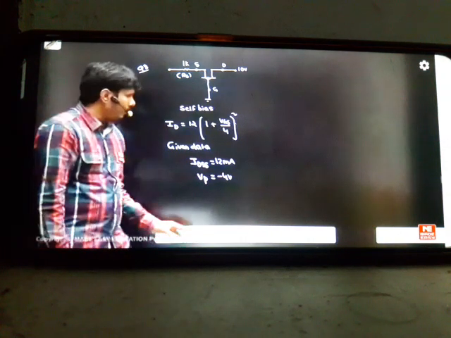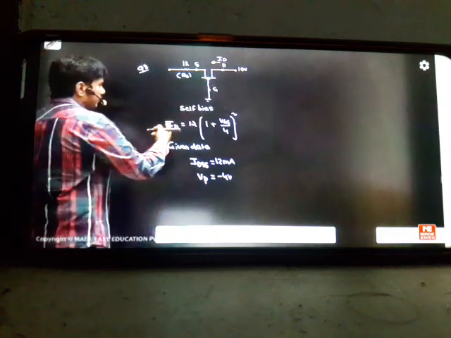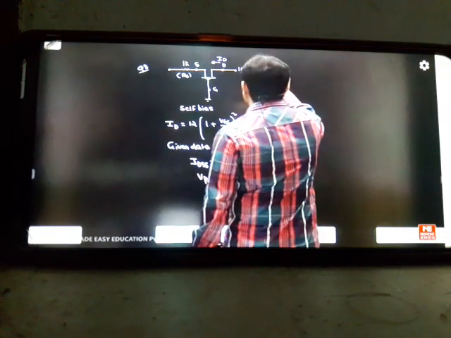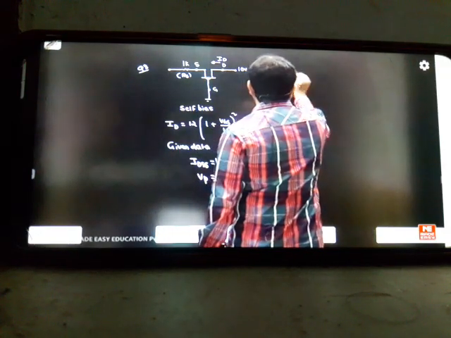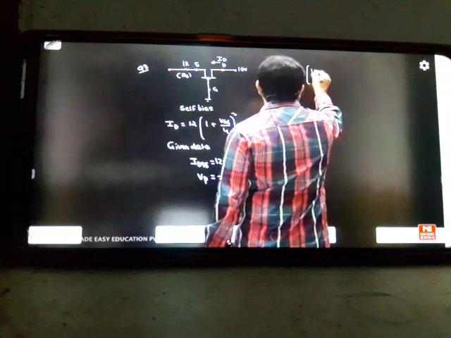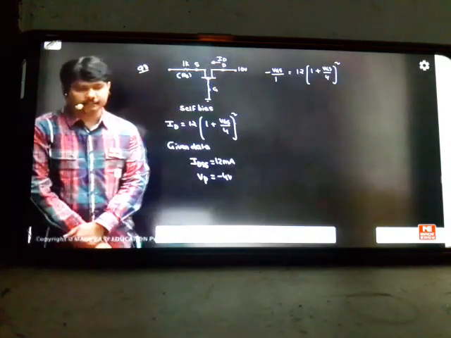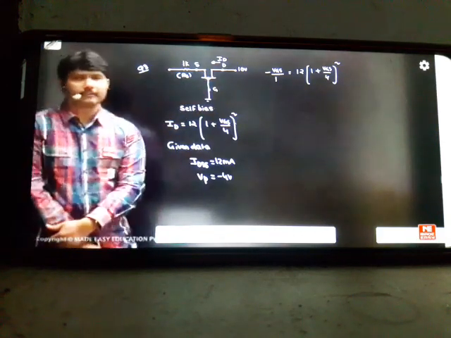The question he is asking is to calculate the ID current. But the problem here is that both are unknown. That's why I said to use the previous class trick, the quadratic method. What is the quadratic method? Minus VGS divided by 1 is equal to 12 into (1 plus VGS by 4) whole square. We are going to use yesterday's class quadratic method because both are unknown. So I replace ID with minus VGS by 1K. In place of 1K you write only 1.